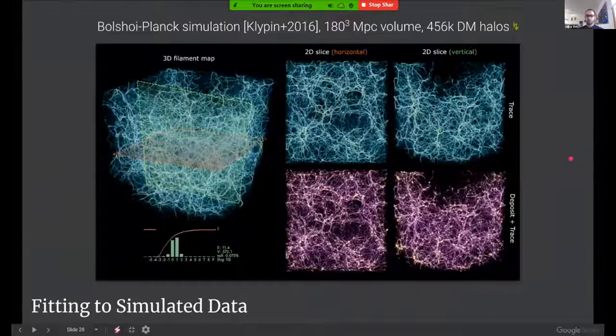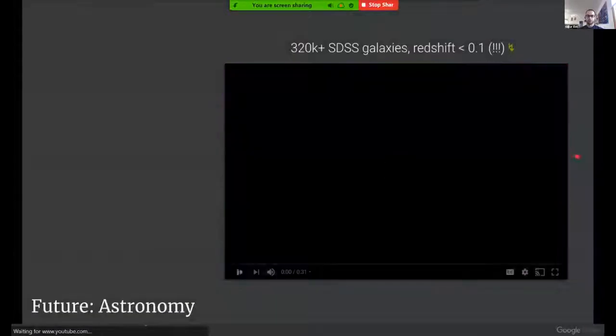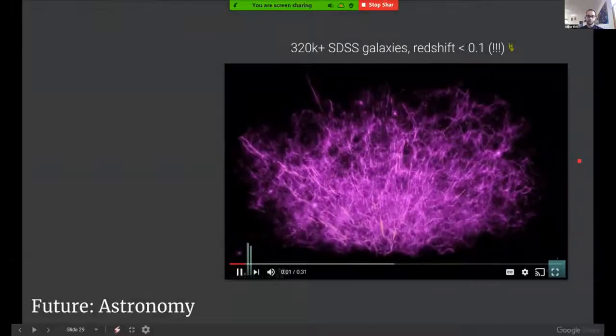We also fit it to simulation data, large-scale supercomputer simulations, and these are much denser data. I'm slicing through them here, and again, we find that the structures reconstructed by the model agree to a really good degree with these simulations. So that's another piece of evidence for why this is very interesting.